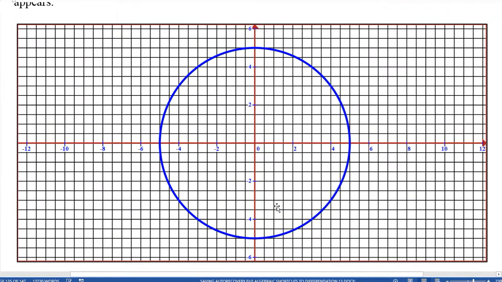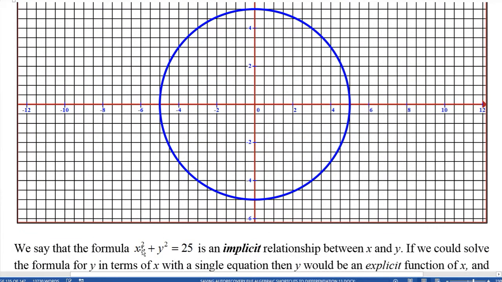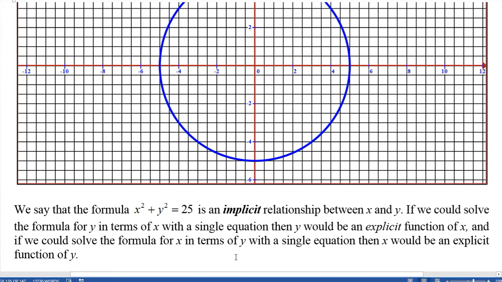So there's our graph. Now here's the question. Well, first of all, notice that this is what we call an implicit relationship between x and y. If we could solve for y in terms of x with a single equation, then y would be an explicit function of x. But here we have an implicit relationship. It's a relation in x and y, an equation with x and y's in it, which certainly has a set of ordered pairs that are solutions to it, but it's not necessarily a function.